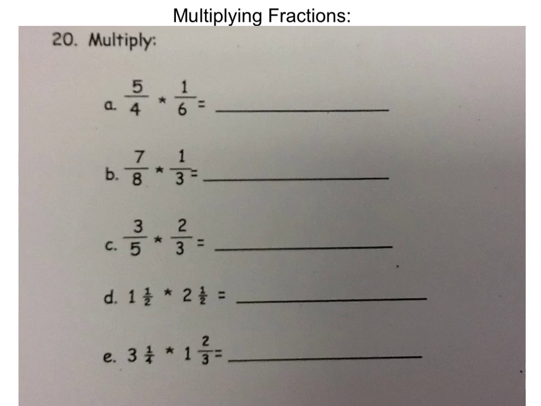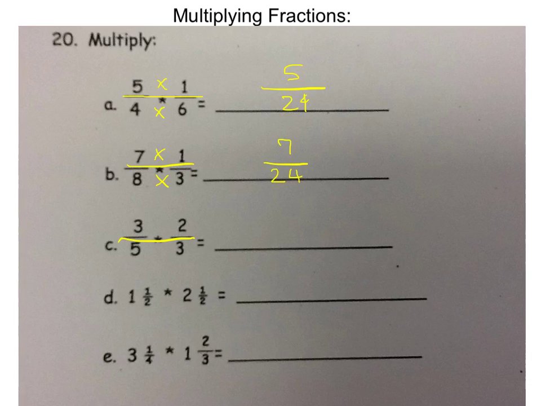When we multiply fractions, we can think of it as multiplying the numerators together and then multiplying the denominators together. 5 times 1 equals 5 over 4 times 6, which is 24. So 5/24 would be my answer. For B, I can multiply the numerators together and I get 7. Multiply the denominators together, 24. So my fraction is 7/24.